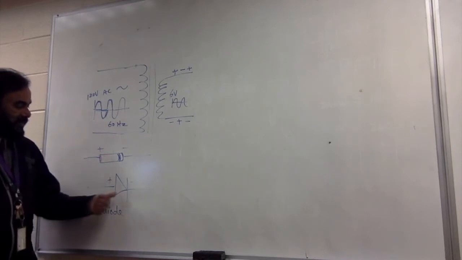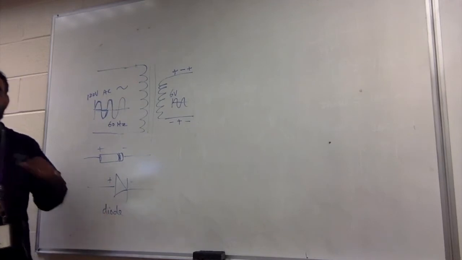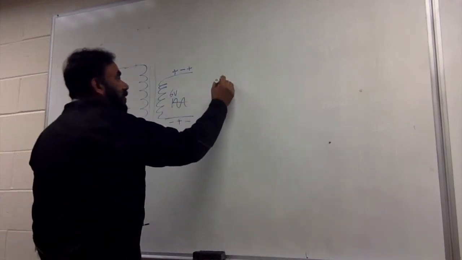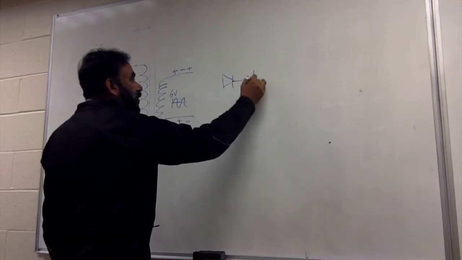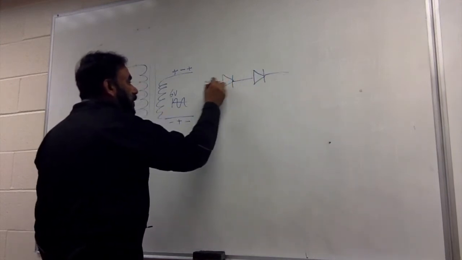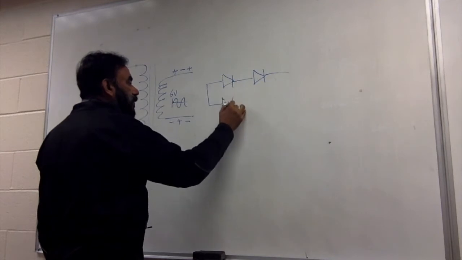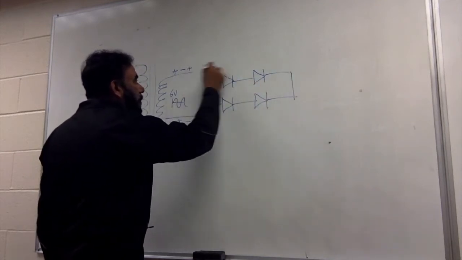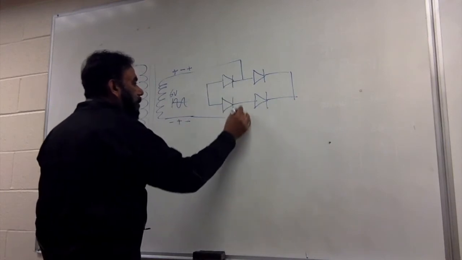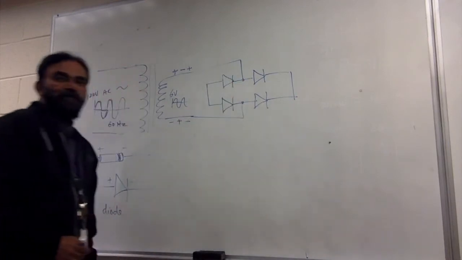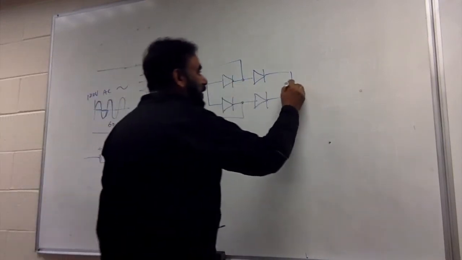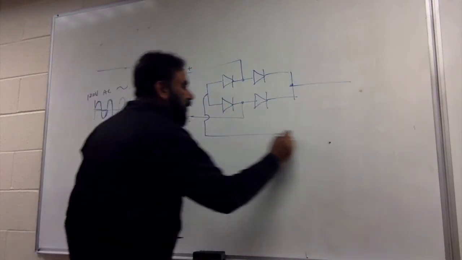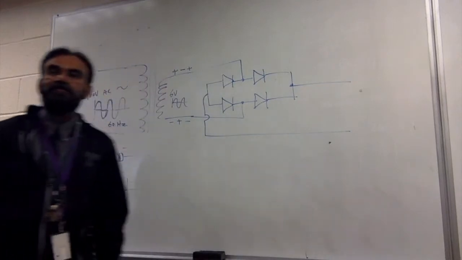So a diode is something that lets current flow in one direction. There are four diodes used here, and this is how they're used. The circuitry is simple. And then the output is taken from here. That's your output.